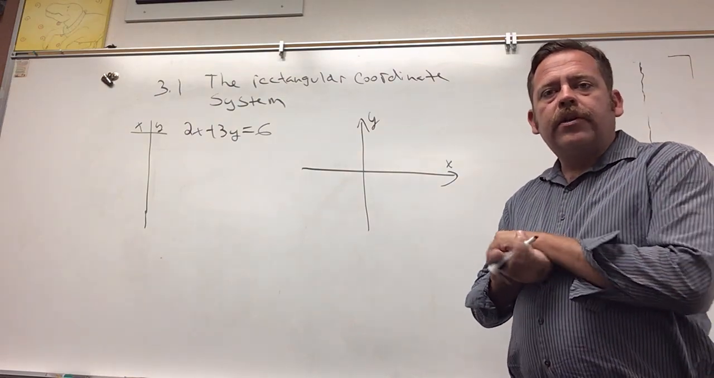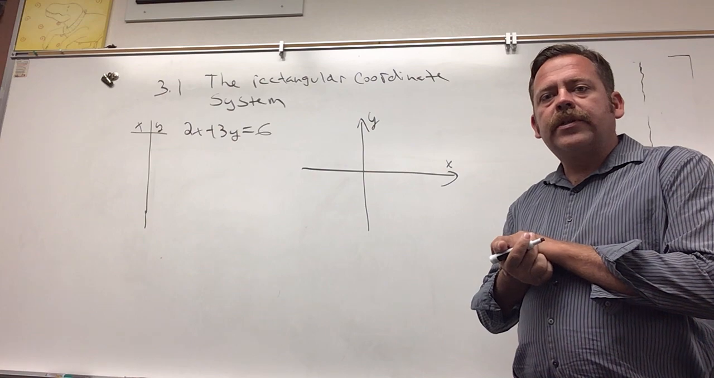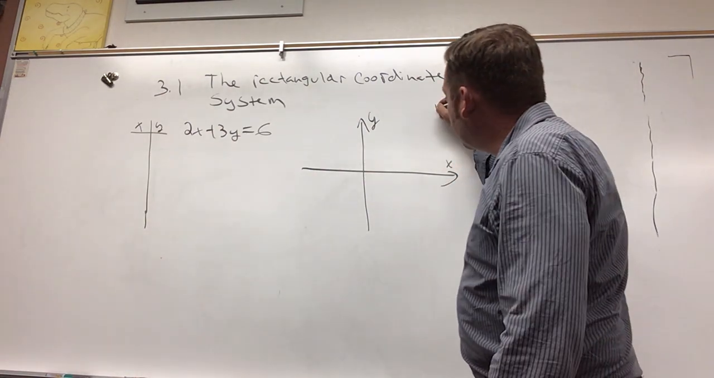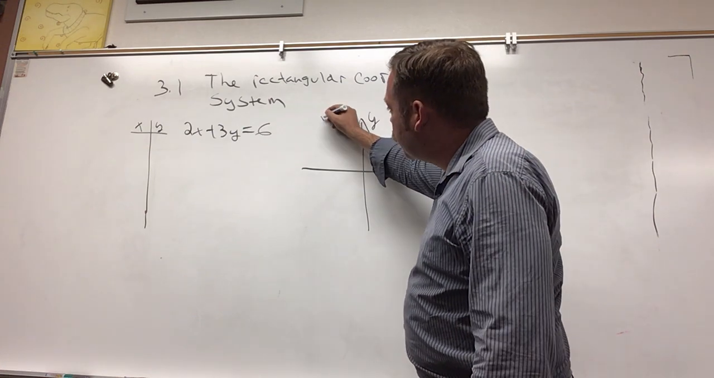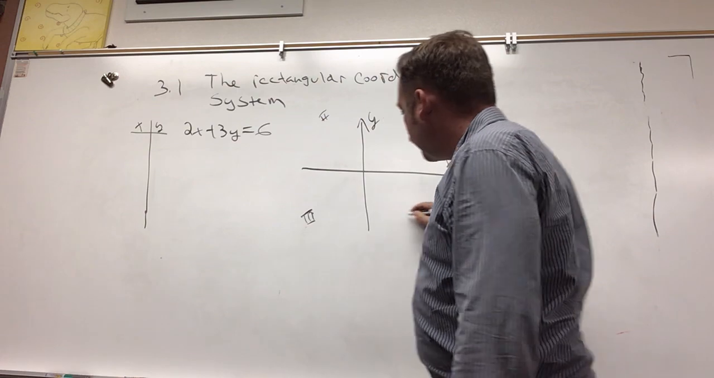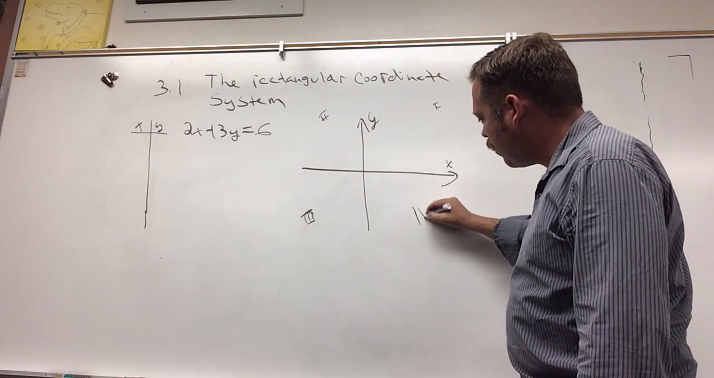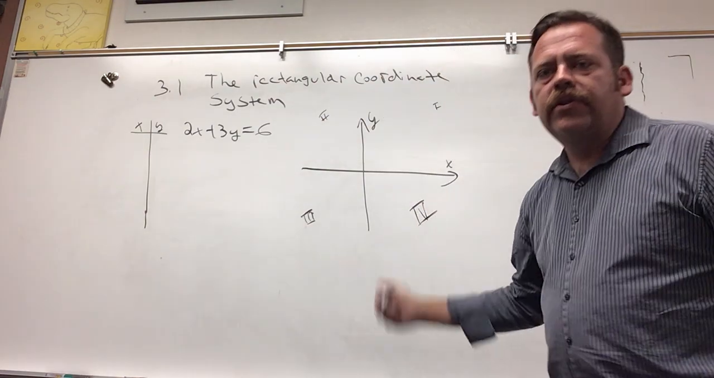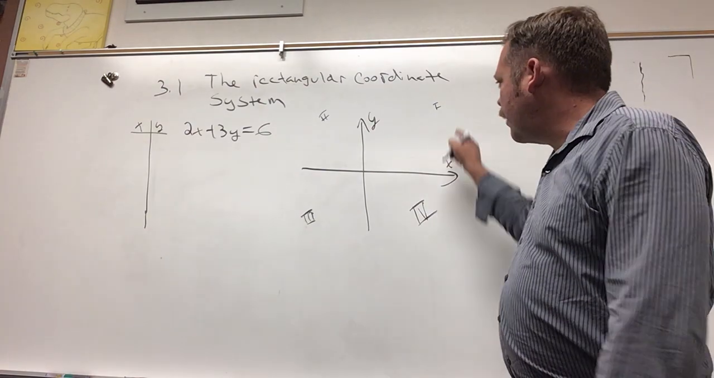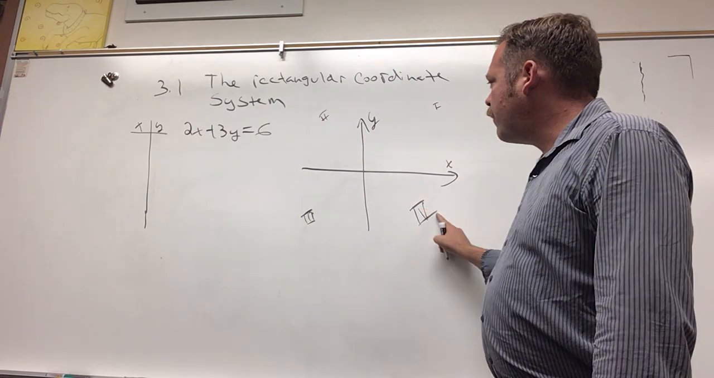What I want you to know about the coordinate system is it's broken up into quadrants. So here we have quadrant 1, quadrant 2, quadrant 3, and quadrant 4. So we use Roman numerals. My Roman numeral game is weak, but yeah, there we go. 1, 2, 3, and 4.